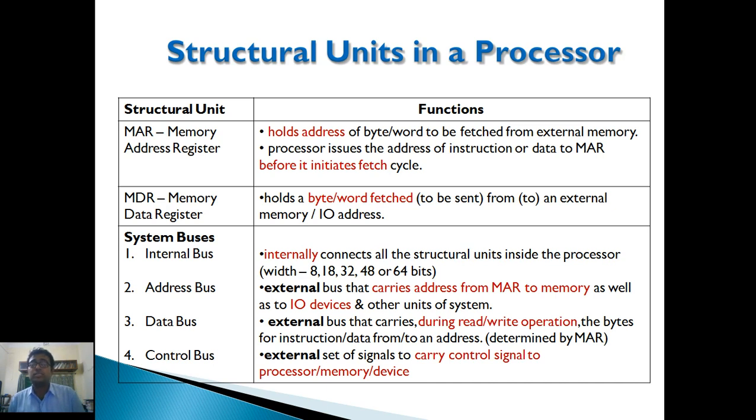What it means? In case of memory address register, it holds the address, and in case of memory data register, it holds the data that has been fetched from an external memory. Data fetched from external memory or input-output address is saved in memory data register. Memory address register holds the address of the instruction that is fetched by the external memory, and memory data register holds the data that has been fetched from an external memory or input-output address.